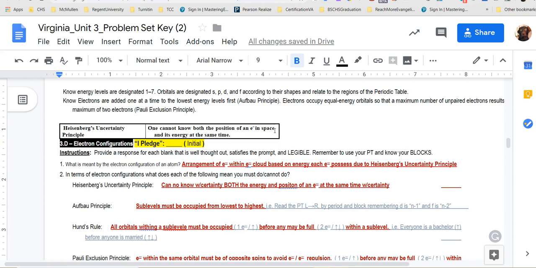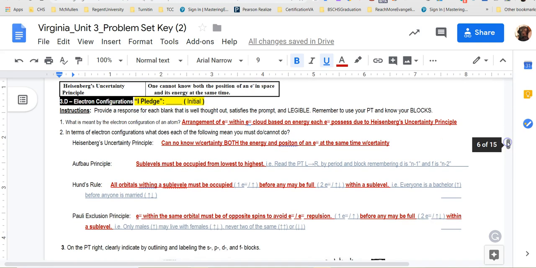In terms of electron configurations, what does each of the following mean that you must or cannot do? So with the uncertainty principle, we cannot know with certainty both the energy and the position of the electron at the same time, because electrons are very small and quantum physics is their scale, so they don't act like the macro scale we see around us. They're very, very tiny, so the act of actually measuring them causes them to change.